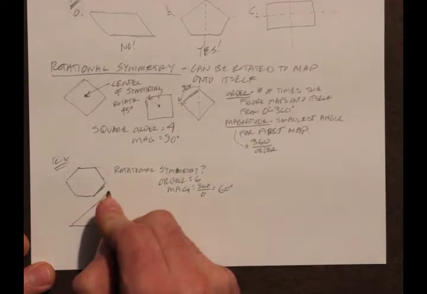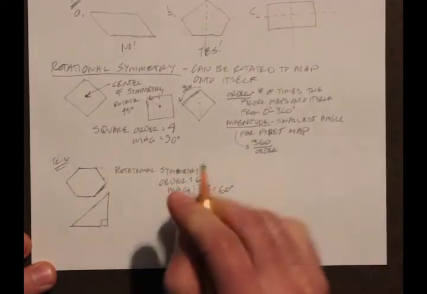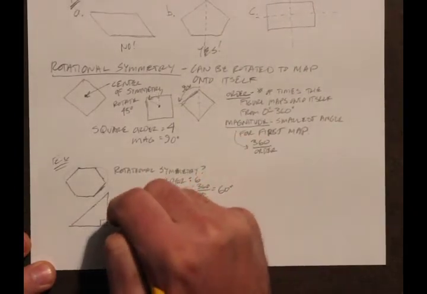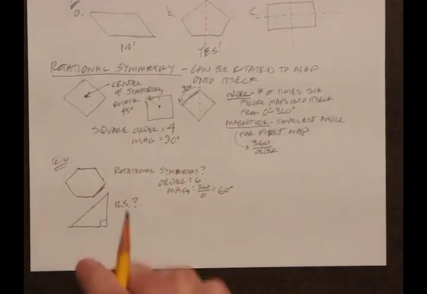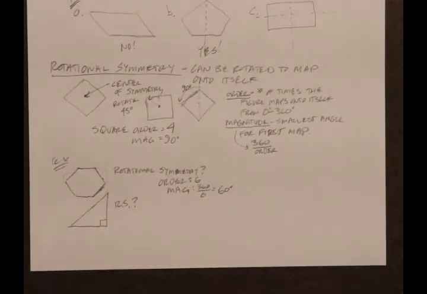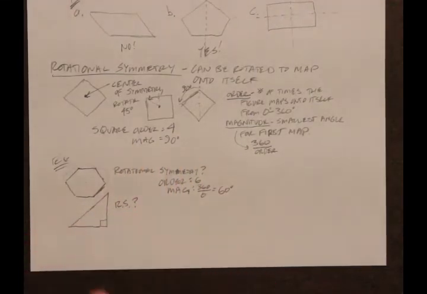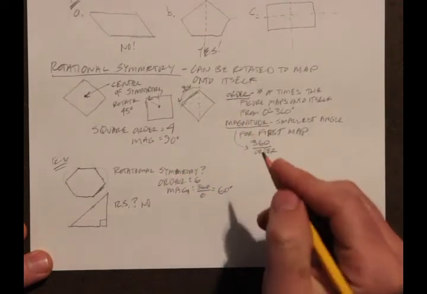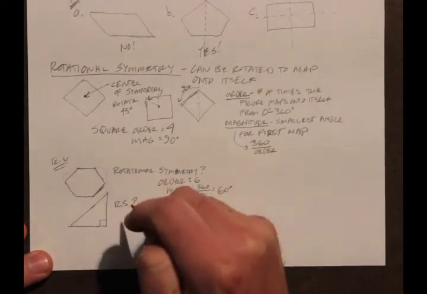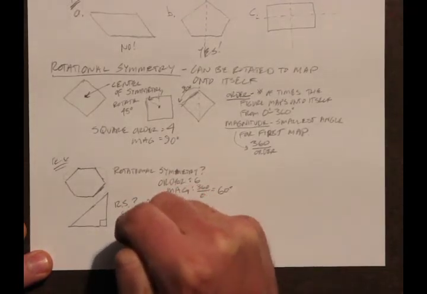Let's look at this triangle. So does this have rotational symmetry? Can I turn it in such a way that it maps onto itself again? So if I were thinking about turning it, there's nothing I can do to this one. So this is no, this doesn't have rotational symmetry. So there's no order and there's no magnitude.